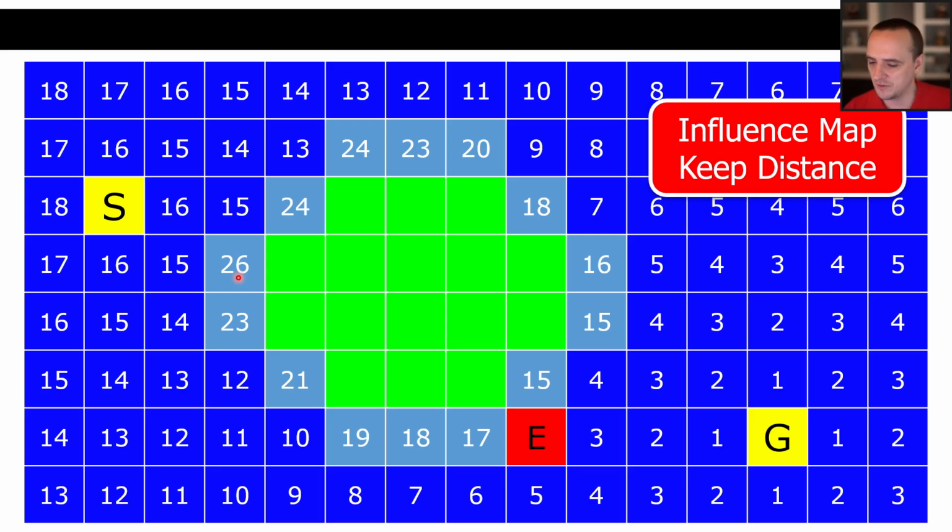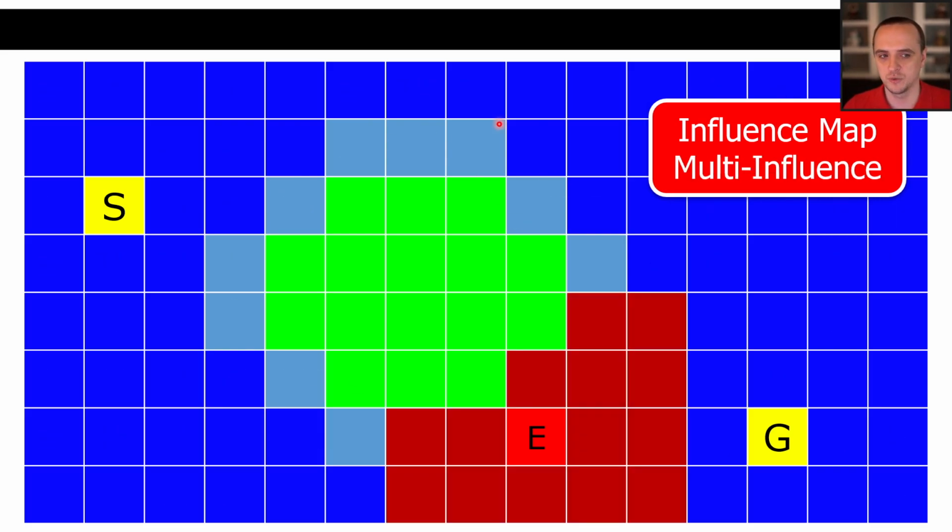And the cool thing about influence maps is that we can add different influence maps together. We can combine them. So let's say we had this influence map of avoiding the shoreline, but we also want an influence map of avoiding an enemy. Right?